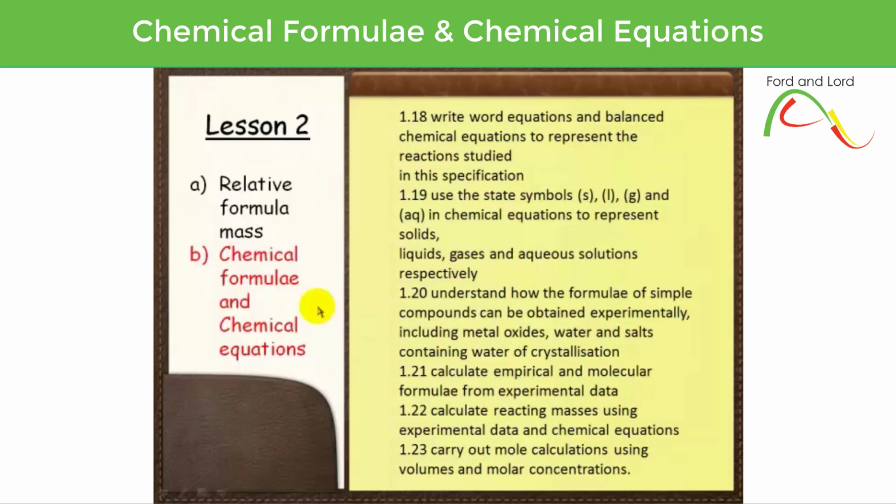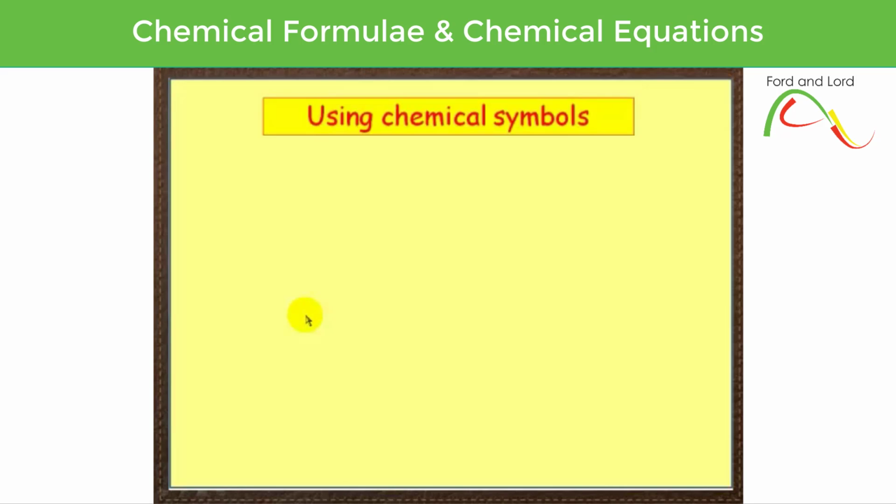If you're ready to move on, we can now start looking at the next part, which is chemical formulae and chemical equations. I'm not going to read through all this because there's quite a lot there. In fact, there's too much there for this one lesson, I think. So what we're going to do is focus simply on these little bits in red at the top here. We're going to leave these bits at the bottom for a subsequent lesson. Okay, ready to start. Now, using chemical symbols.